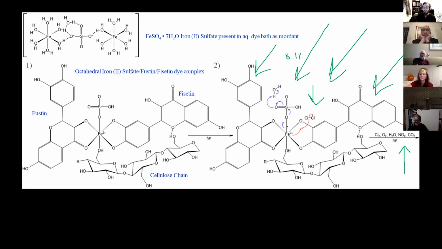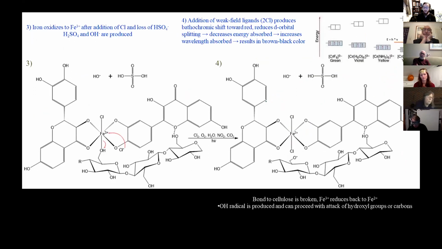At the same time, iron is going to lose its bond to the sulfate group. That is the most energetically favorable bond to lose, essentially, because H2SO4 is going to be formed after reaction with atmospheric water, and that's quite a stable molecule, which will then come back to play a role later.